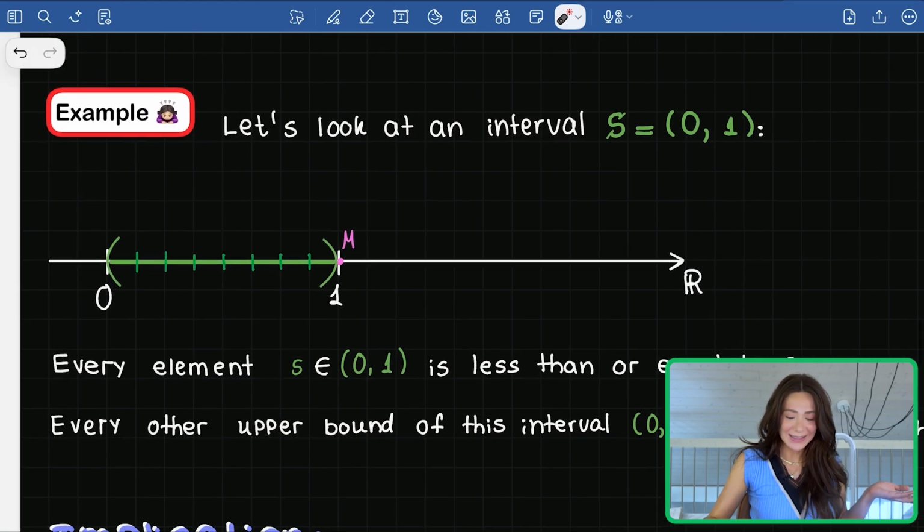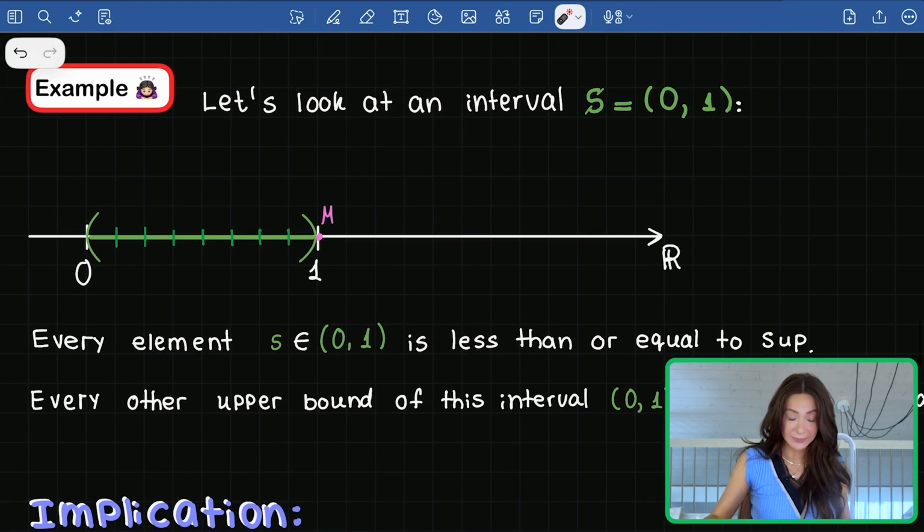So let's consider an interval 0 to 1, not including 0 and not including 1, because we have these round brackets, not square. And let's talk about a supremum. First, let's understand that it has many upper bounds. 1 is its upper bound, 2 is its upper bound, 3 is, 4 is, 5 is, 6 is, 100 is, 1000 is. You get the idea. It has infinitely many upper bounds.